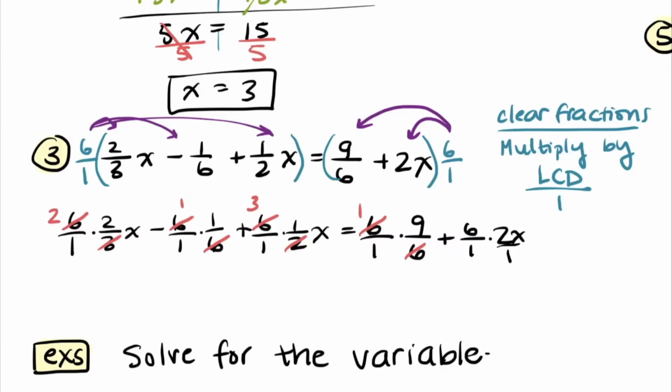So what that brings us to is an equation without fractions. So we have 2 times 2x, so altogether that gives us 4x. Then we have minus. This here was 1 over 1, 1 over 1, all of that multiplied together gives us 1, so minus 1. Then plus 3 times 1 times x, so that's plus 3x. Then equals, over here we have 1 times 9, which is 9. And then 6 times 2x, so that gives us plus 12x.